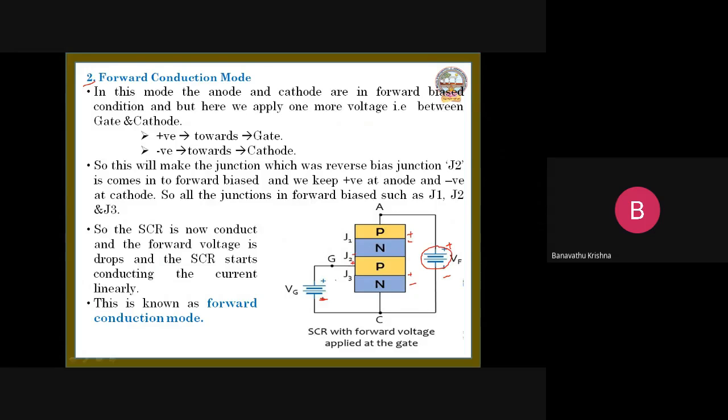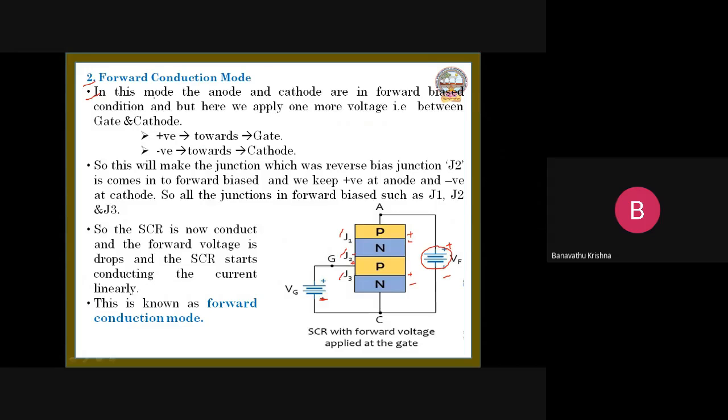By applying this gate voltage, junction J2 is going into forward bias condition, and by applying this voltage J1 is in forward bias condition, J3 is also in forward bias condition. Now all the junctions are in forward bias. So the SCR is in on condition. As I told you, we need to maintain all the junctions in forward bias condition, then only the SCR is going to on. Okay, let us see the points here.